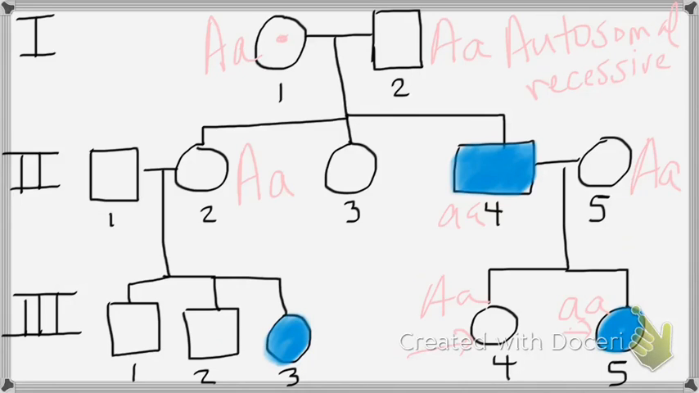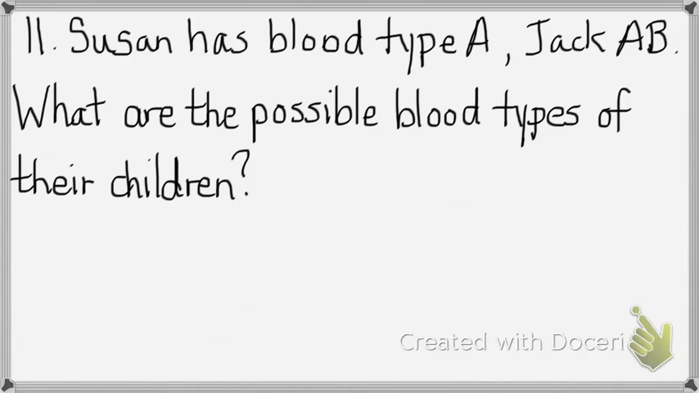But I feel okay about pedigrees? It's pretty good stuff. How long is this test going to be? It's 50 questions, just like the previous tests. Same format. Okay, Susan has blood type A. I love blood type problems. Susan has blood type A, and Jack has AB. What are the possible blood types of their children?